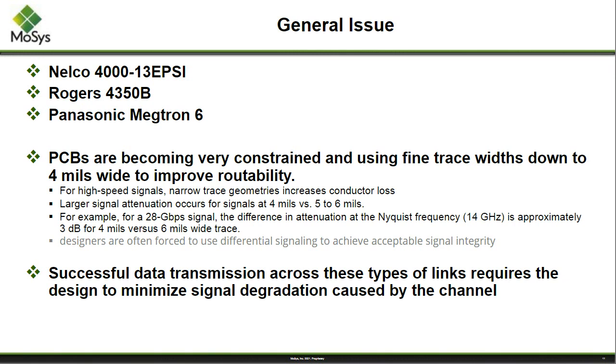And again, what I wanted to mention is that it's very possible and common that you use these higher end materials just for your high speed signaling, not necessarily for everything. So you can intermix these higher end materials with the regular FR4 materials.